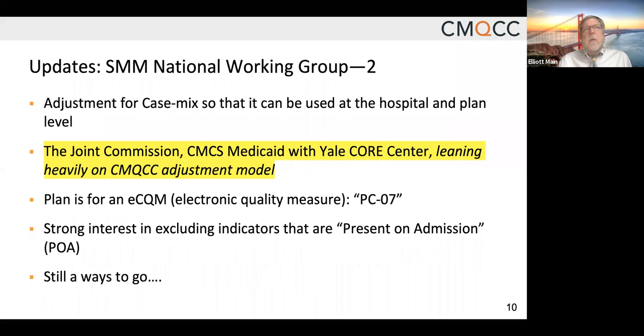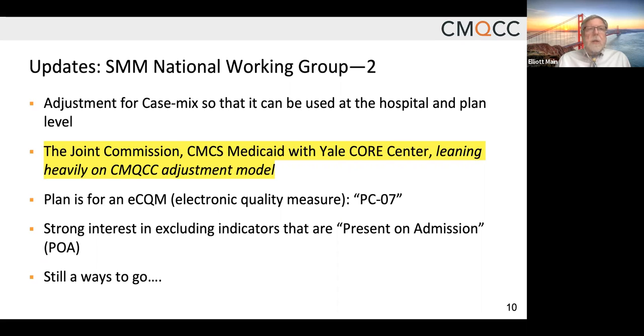The second working group is comprised of the Joint Commission, CMS, their Medicaid division, as well as the Yale Core Center, which is a center that's focused on developing Medicare measures for CMS. And they're all working on adjustment for case mix. If you're going to use SMM to compare hospitals, as we've talked about before, you have to take into account case mix, because that varies dramatically among hospitals in our states. And this is the process that's underway to develop that.